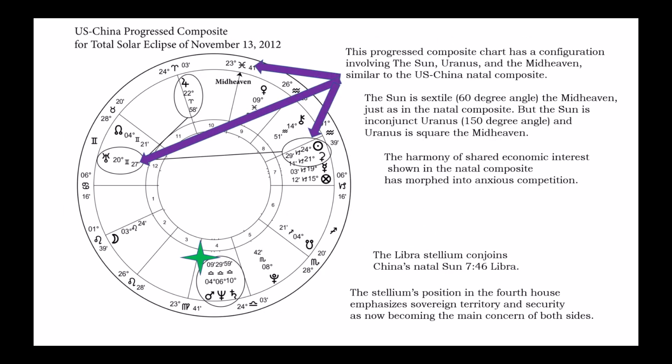The Libra stellium conjoins China's natal sun, 7 degrees 46 minutes Libra, especially Neptune. Thus, relations between the U.S. and China under Xi Jinping affect China much more deeply than the U.S. The Libra stellium indicates that both sides are engaging in a show of power, how powerful they are, as compared to the other party. But as composite Neptune conjoins China's natal sun, China is manufacturing an illusion of itself as a strong power.